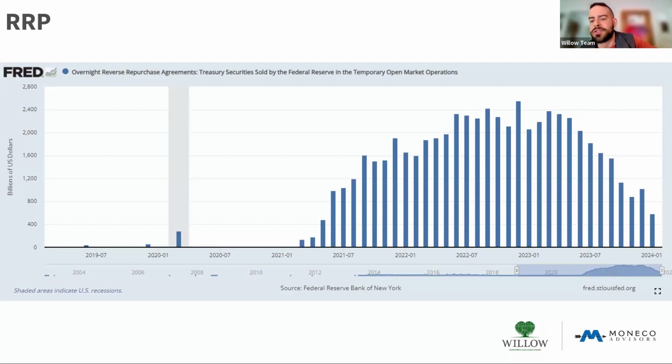And the blue bars represent how much is available at this overnight window that the Fed has. And so the fact that it's coming down and down and down, while the usage of the other window is going up and up and up, is pointing us to start thinking, okay, is there a serious liquidity problem happening here? So something to pay attention to and keep an eye on. What happens when this goes to zero?